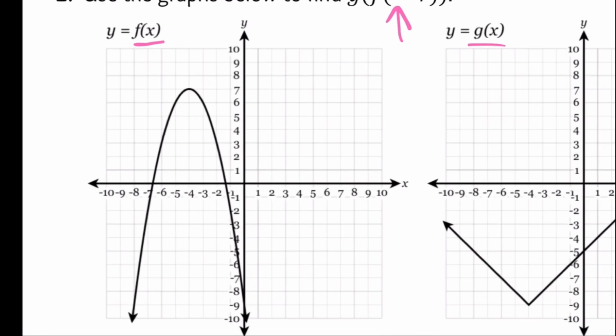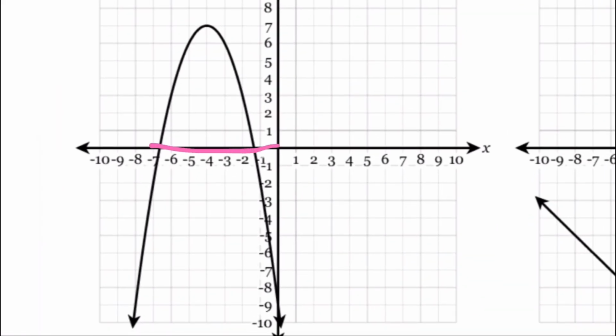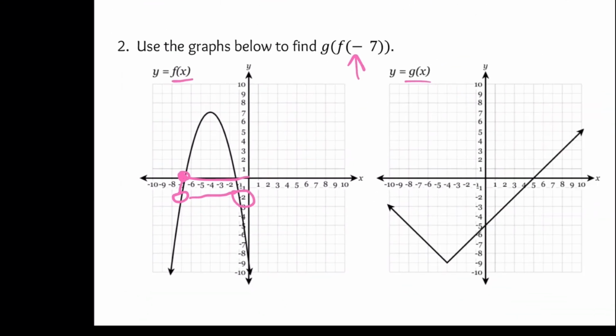So f of negative 7. So we're going to look to the x values, and over here we see negative 7, and we're going to go down. So our y value here is negative 2. So once we're done finding f of negative 7, we're going to plug the answer into g of x.